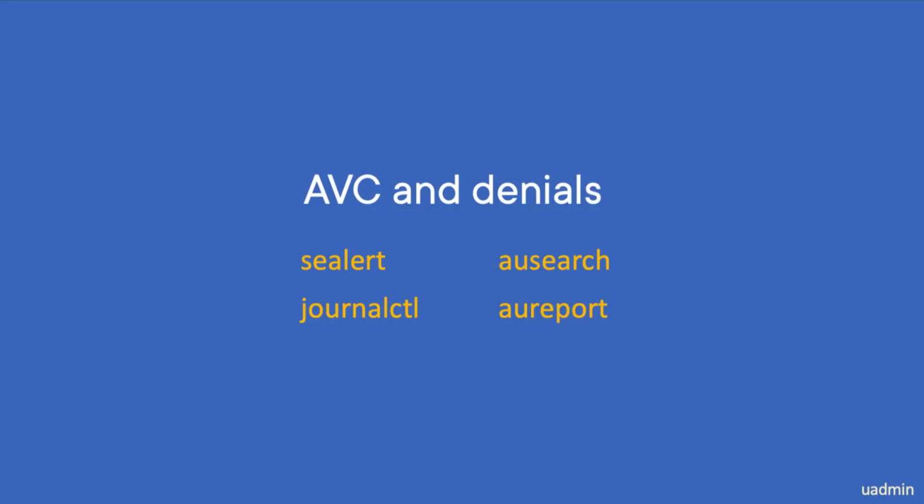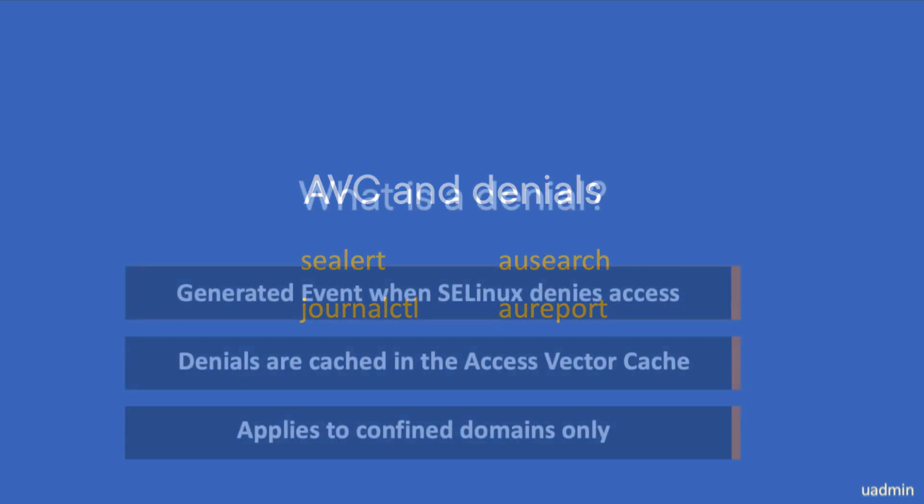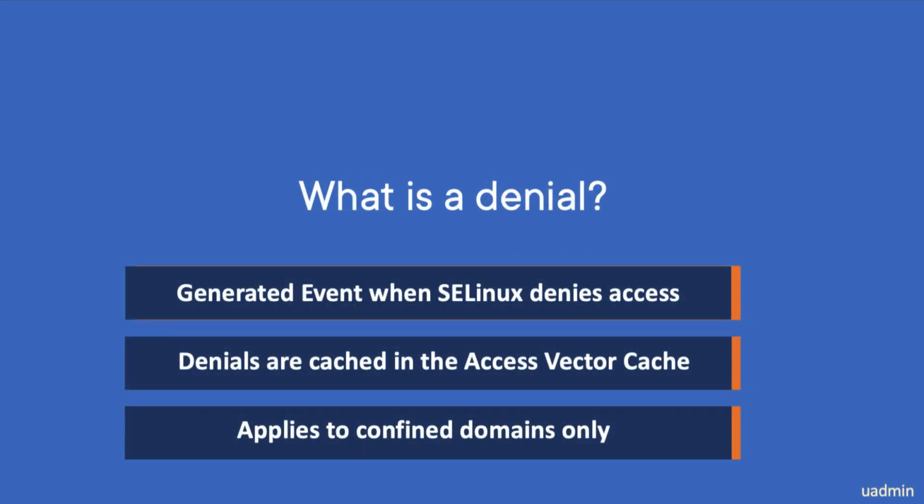Now in this module we will investigate what happens when SELinux denies access to objects, and how we can check that by using commands like sealert, journalctl, ausearch and aureport. But let's first discuss what a denial actually is.